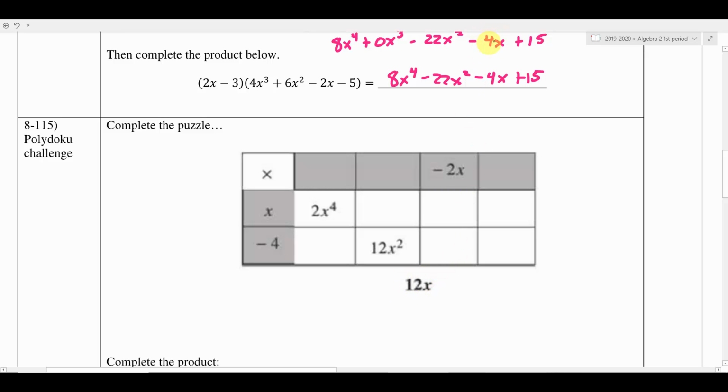This 12x is much like the negative 4x that we found in the previous problem. So I know that when I add my x's together, I'm going to get 12 of them, right? So it's like a clue. All right, so let's see if we can go through and figure this out.